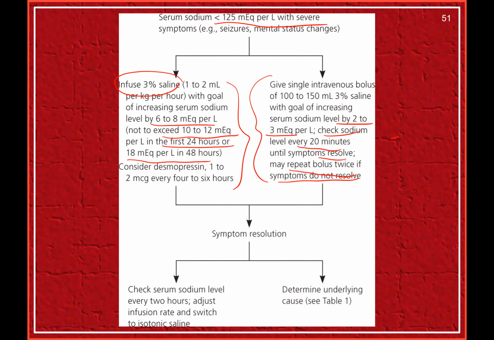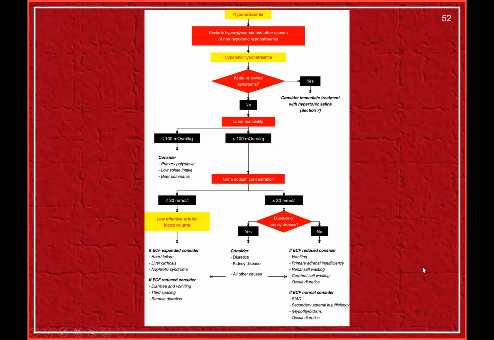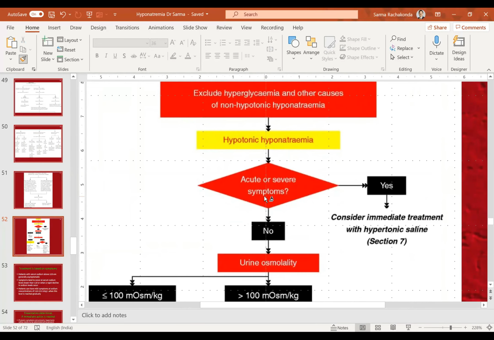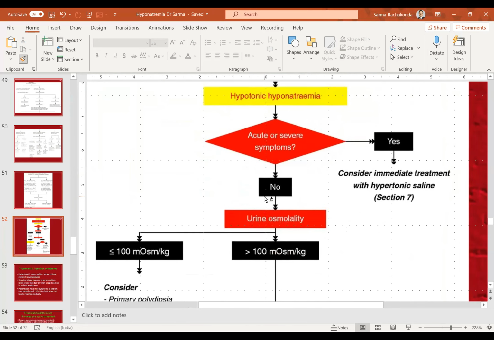Okay, let us look further at a little calculation. This is again a similar situation. I'll try to explain this also. First of all, what this algorithm says: exclude hyperglycemia and non-hypotonic hyponatremia like triglycerides, paraproteins, hyperglycemia, mannitol, sorbitol, radioactive dyes. This is not true hyponatremia. So then you are left with hypotonic hyponatremia.